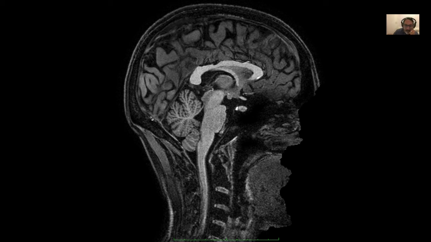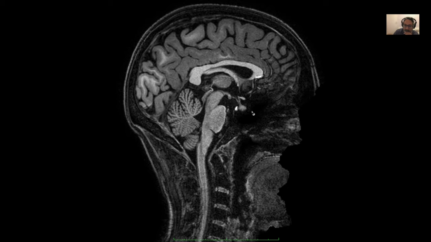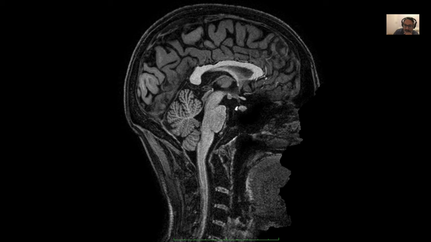And other things, that's the thalamus. And the anterior cerebral artery, you can see right here. You can see that? That's the anterior cerebral artery on top of the corpus callosum. There too. So I think that, from what I can remember, covers it. Any questions?